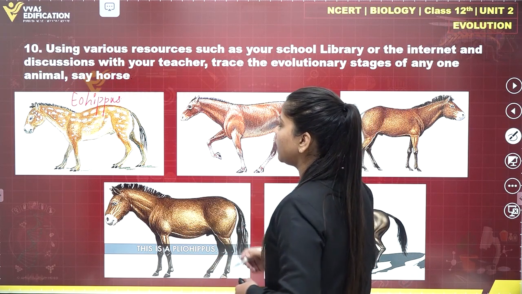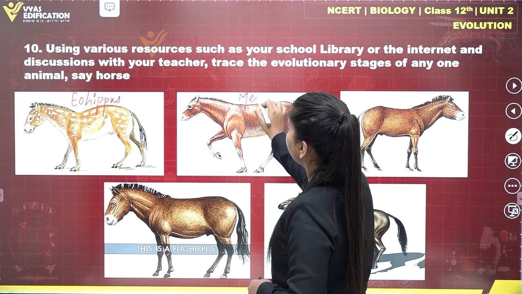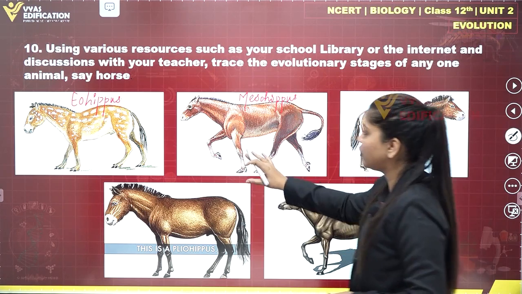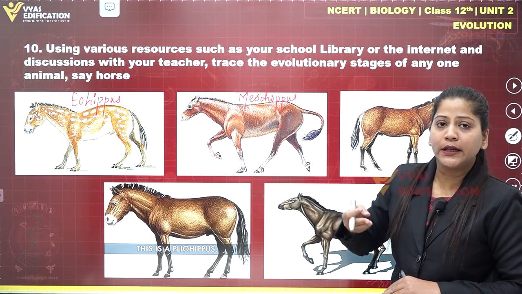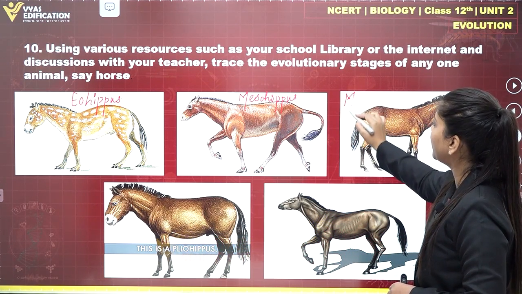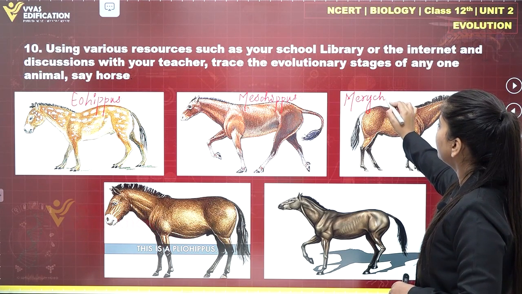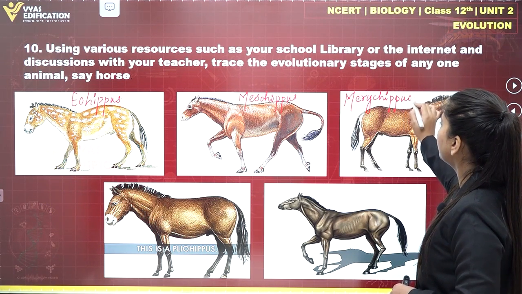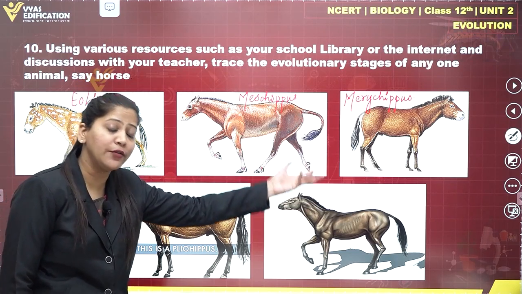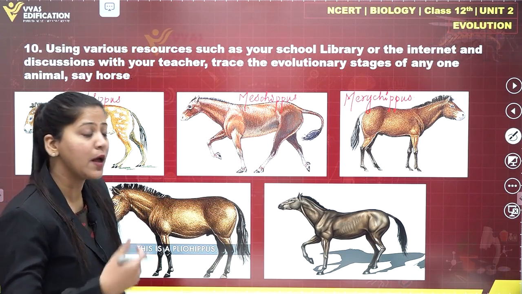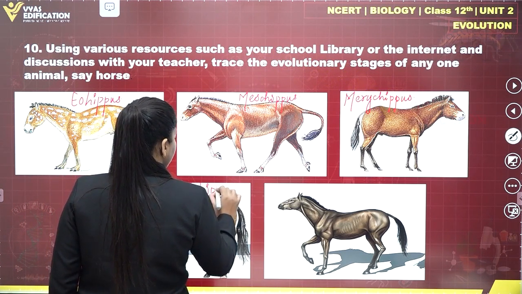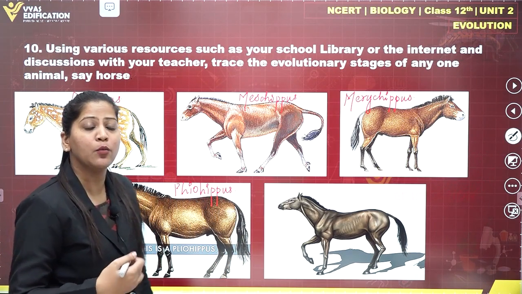Then after Eohippus, who evolved? Mesohippus evolved, right? So this is a picture showing you Mesohippus with elongated head and neck, right? Then you can see after Mesohippus, Merychippus evolved, and after Merychippus, who evolved? Pliohippus evolved. So this is your Pliohippus, and they were more like modern day horses.